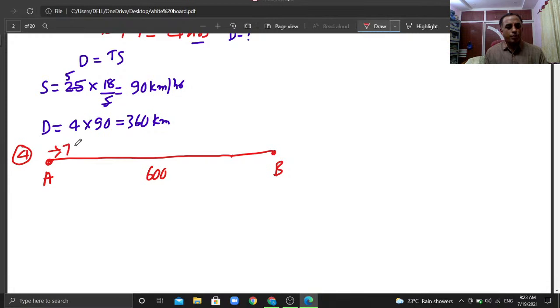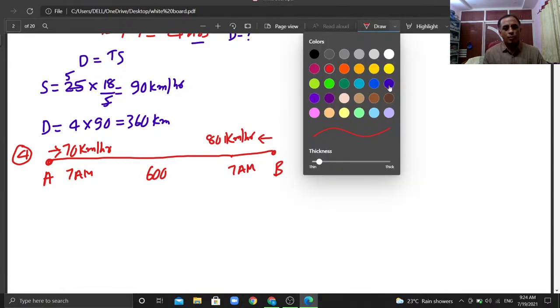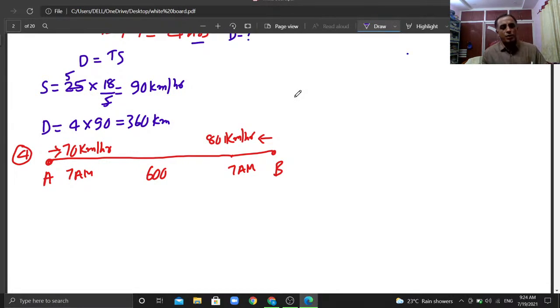A person travels from A to B at 70 kilometer per hour and started at 7 a.m. Another person travels from B to A at 80 kilometer per hour and started at the same time. Then at what time do they meet together?